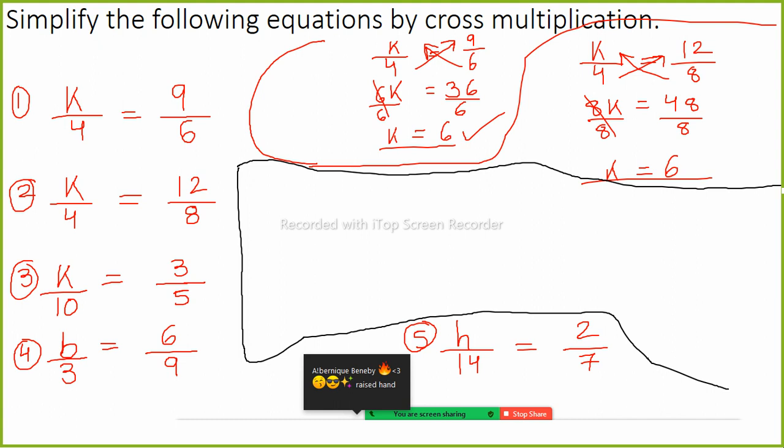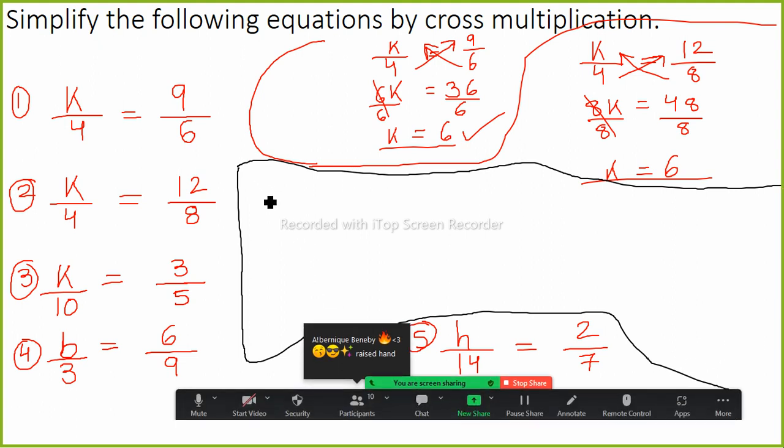k over 10. Oh, Jasmine has to do number 3. Go ahead, Jasmine. What did you get for number 3? I get 6.